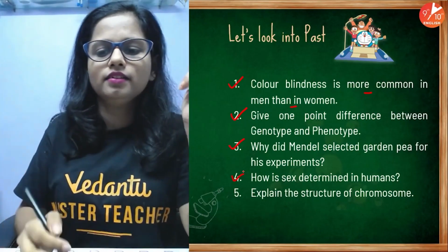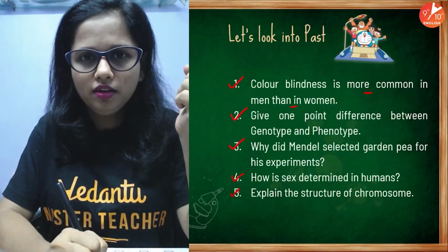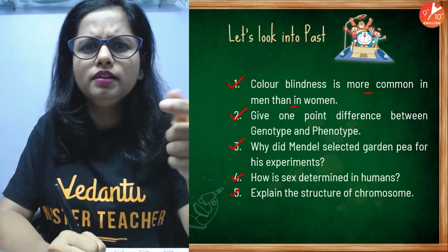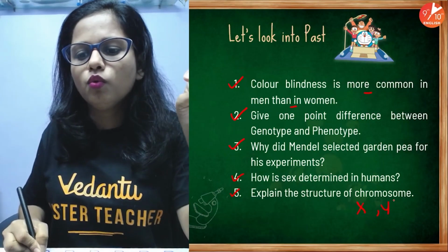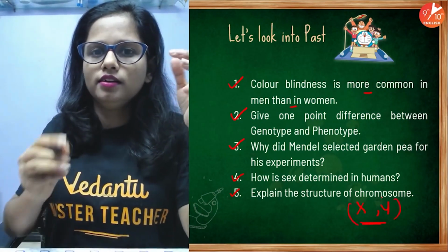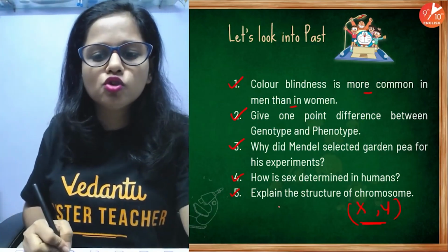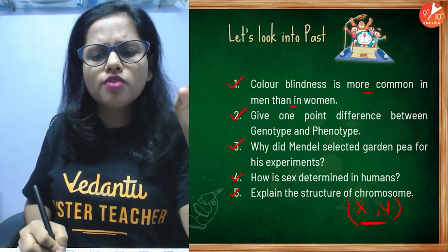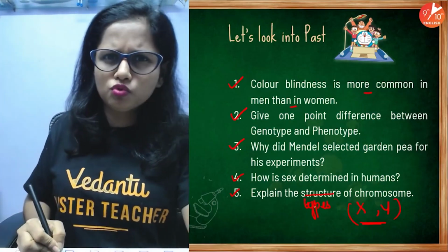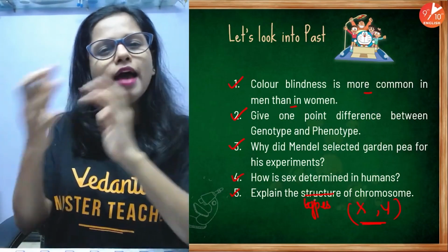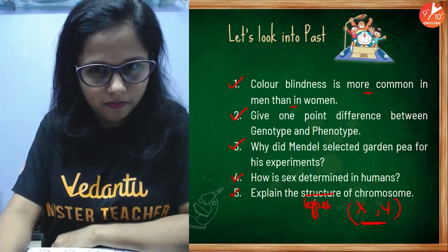And finally, explain the structure of chromosomes. People, here it is basically with respect to the X and Y chromosome. They ask you about sex chromosomes, or basically, not structure, I should say, explain the types of chromosomes, autosomes and allosomes, that is sex chromosomes. So this kind of question you can expect from this segment.